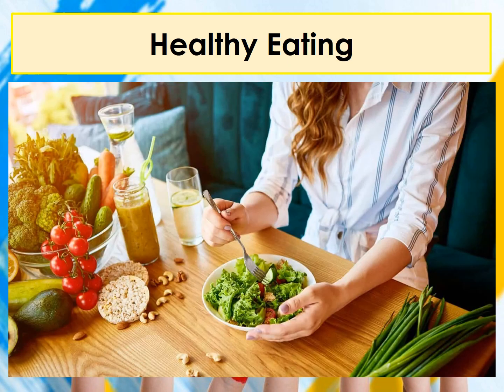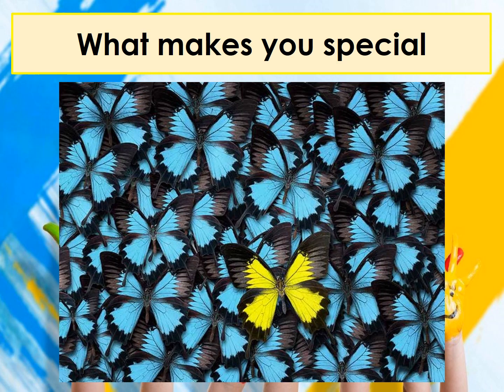Number 1 is healthy eating, so looking at different types of food and what food is best for you to eat and to be healthy. Number 2 is what makes you special. So what qualities you have that makes you different to others and unique.